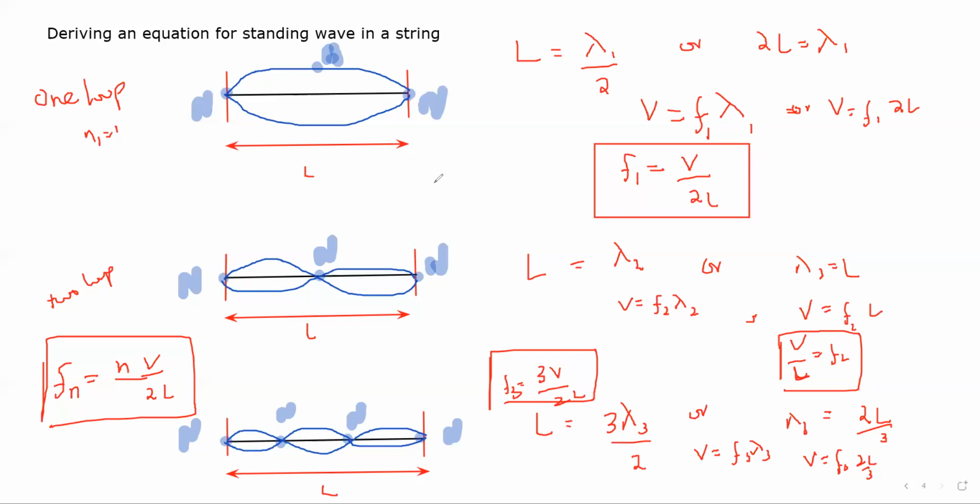Is the concept of this equation in a standing wave clear? How the standing wave is produced, and the relation of the standing wave frequency with the length.